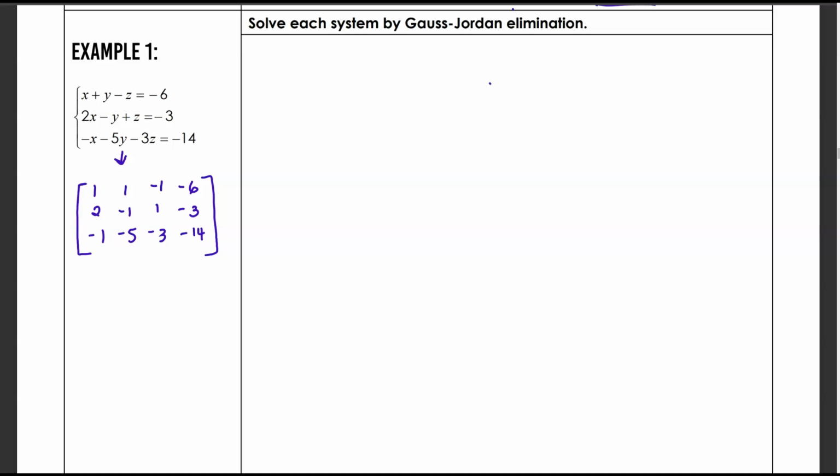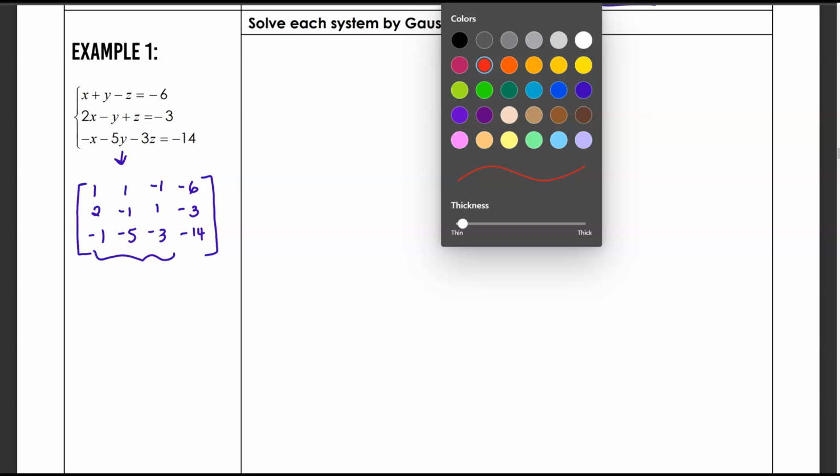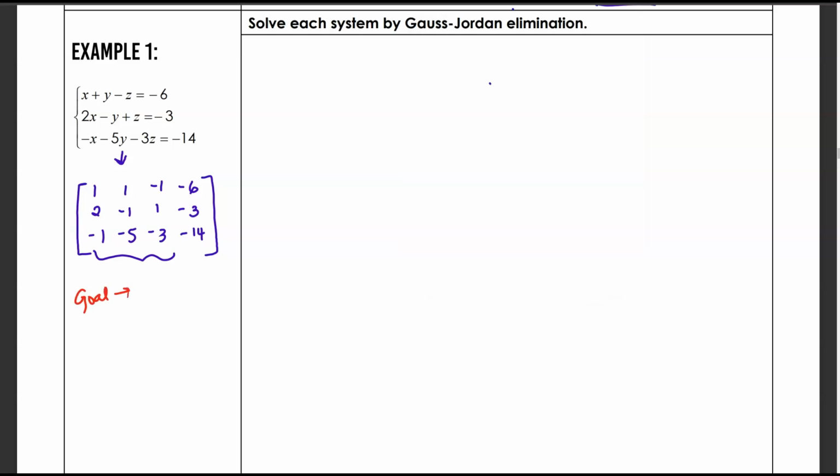Now we need to decide, remember, our goal is to transform this entire side over here into the identity matrix. So let's write the goal: to turn this entire side into the identity matrix. Let's start thinking about how we can do that. Notice that I'm going to want to turn this 2 into a 0. So let's start there. Let's take row 2 and subtract row 1. But I'm not going to just subtract row 1. I'm going to take row 2, subtract 2 times row 1, and transform that into the new row 2.